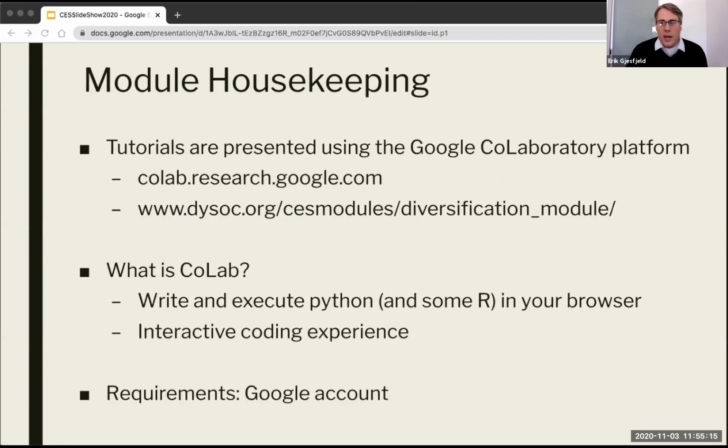Just a quick note on the modules themselves. When you look at them on the Cultural Evolution Society website, on the Dysoc website, ours are a little different in that they are presented in Colab, Google Colab. If you're not familiar with Google Colab, it's meant to combine both text and images, but also be able to write and execute Python scripts and even some R scripts that we have in there as well.